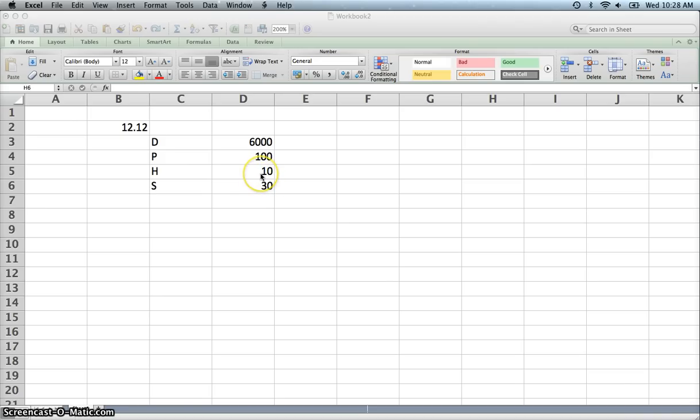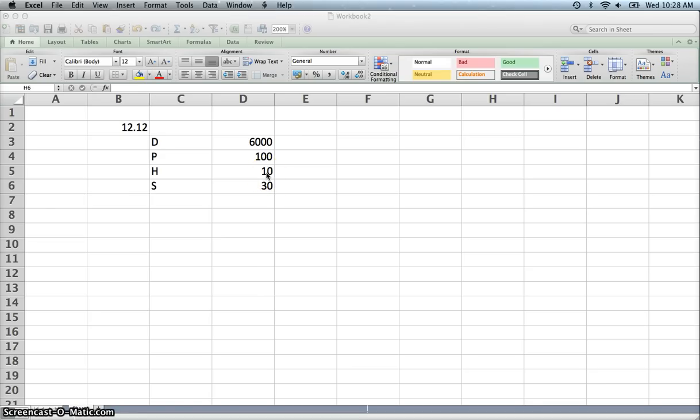H is the holding cost. This is the carrying cost, but we use the letter H to designate that. So if they refer to carrying cost, the cost of holding inventory, this is the insurance, the storage, those types of things. It's $10 per item.